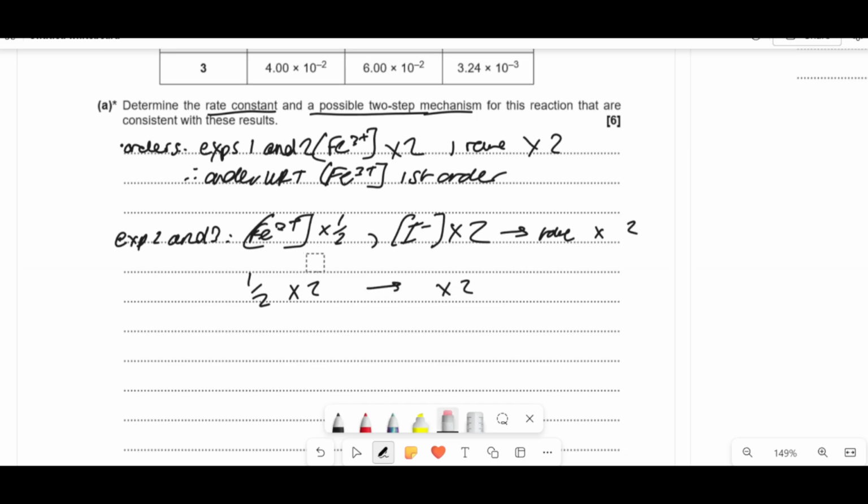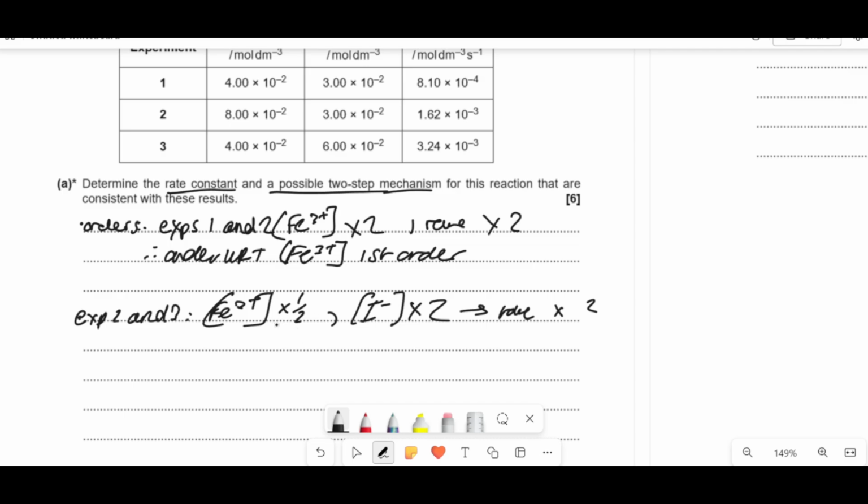So it's a half times some mysterious 2 to the x. If I do a half to the rate, then the rate should have halved, right? So if I undo the half, then 2 to the x means the rate has gone up by 4. That's 2 squared, so this means it's second order. Another way to think of it is that I've halved this, so surely the rate's halved. But I've also doubled this, and the rate's gone up by 2, which means the 2 has been halved, which means it's 4, so the order with respect to I minus is second order.